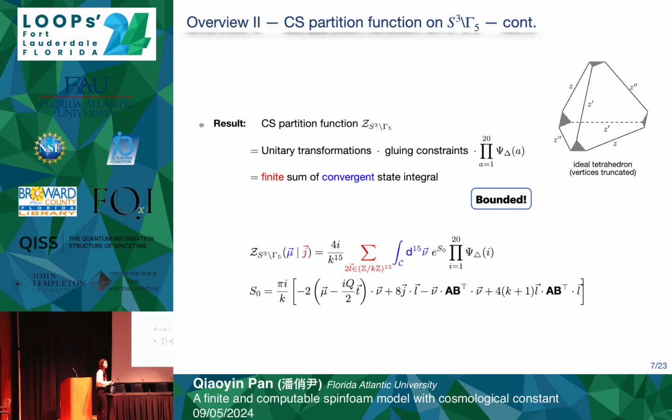So that's for one single tetrahedron. Now we have 20 of them. The partition function for this three-manifold is obtained by first taking the product of 20 quantum dilogarithm functions, each for one tetrahedron. Then we impose some gluing constraints, because we need to glue these tetrahedra together, followed by a series of unitary transformations, which include some Fourier transforms. The result is given in this expression. It is a finite-sum and convergent state integral, so this partition function is bounded.